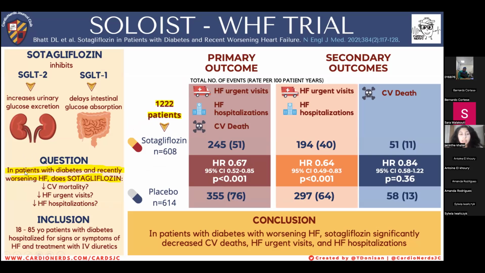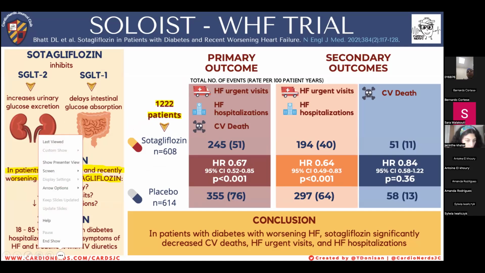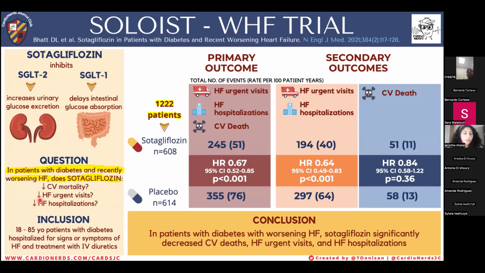So here they raised this question: in patients with diabetes and recently worsening heart failure, does this drug, sotagliflozin, decrease CV mortality, heart failure urgent visits, and heart failure hospitalization? One second, let me use my laser. Yeah, the point here is that this drug seems to act also as an SGLT1 inhibitor, not only as an SGLT2 inhibitor. Exactly, right here.